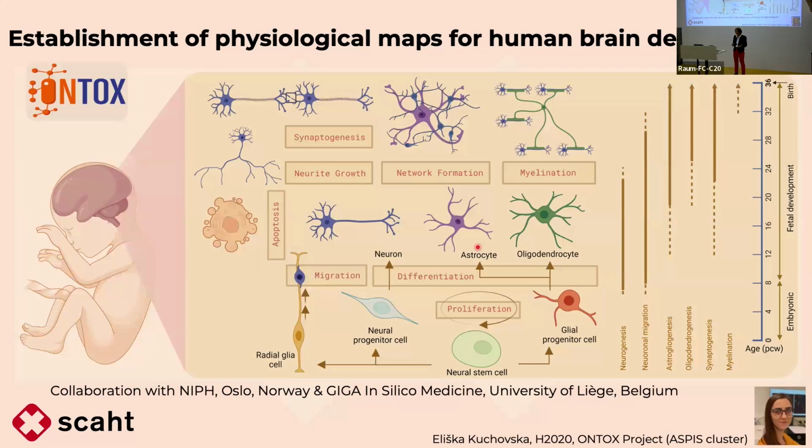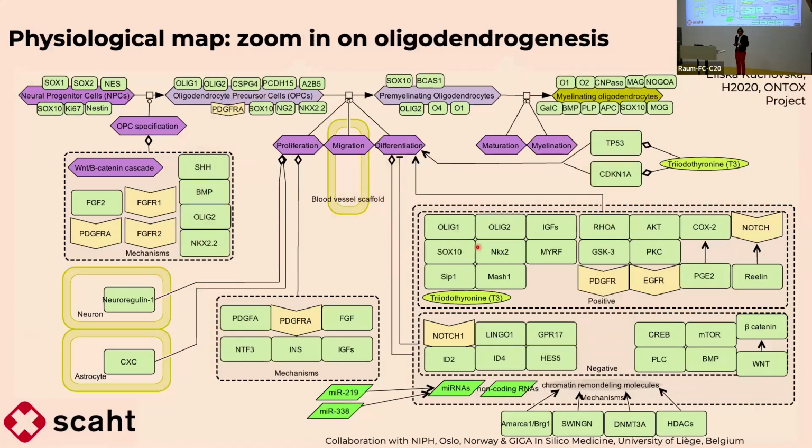It's not finished yet, but what you see are all these different brain cell types. On the right-hand side, also timing, because of course that also plays a role during development, and the different processes. In the end, this is supposed to be open source at some point. You can click on, for example, the oligodendrocyte, and that takes you to the next level of the map. And this is all information from humans that we gathered.